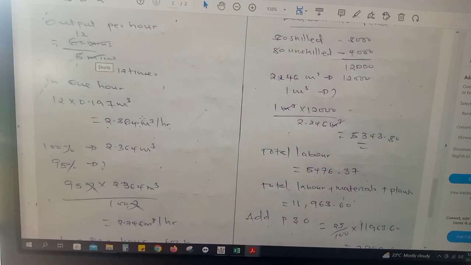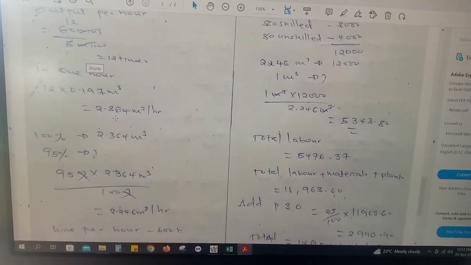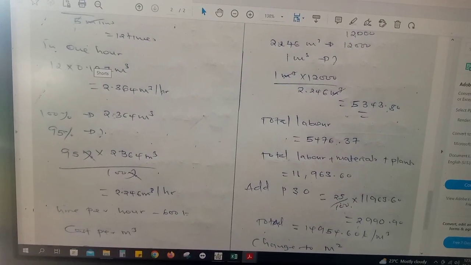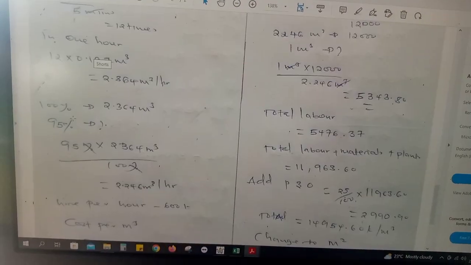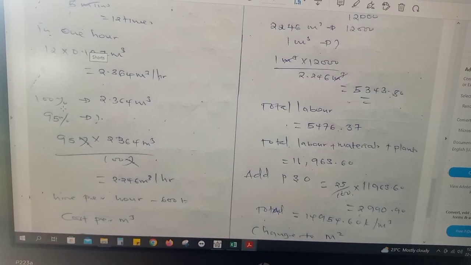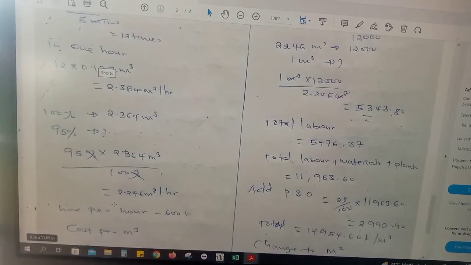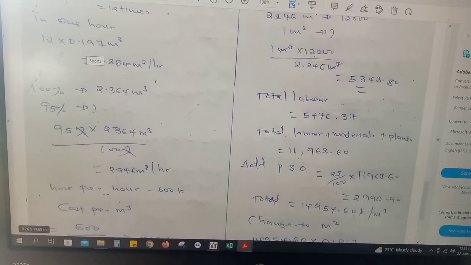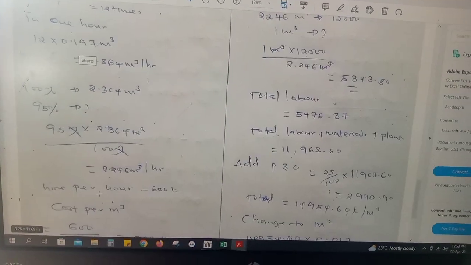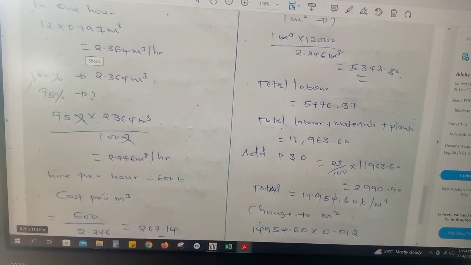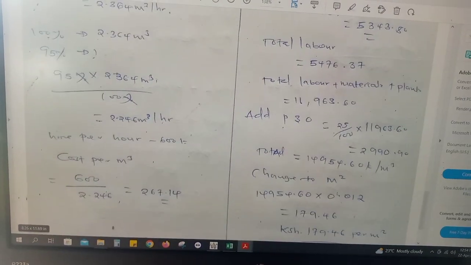Then this 2.364 is 100% efficient, but the machine will not be 100% efficient. So you get the efficiency for the machine, which is 95% efficient. You multiply, and you'll get the volume that will be discharged by this mixer, which will be 2.246 cubic meter in 1 hour.